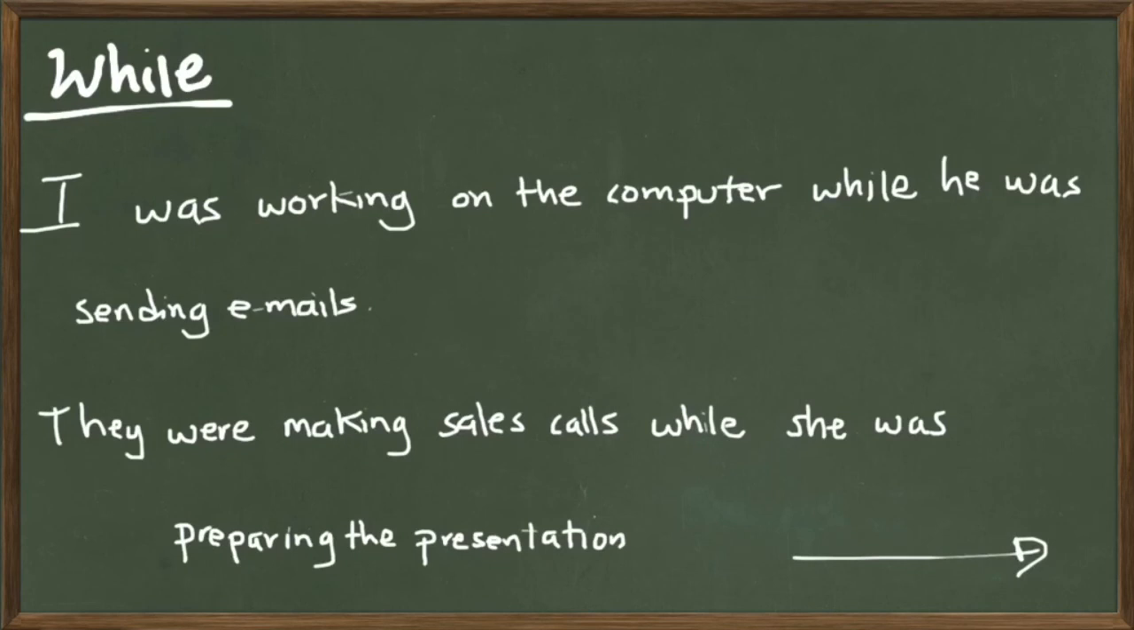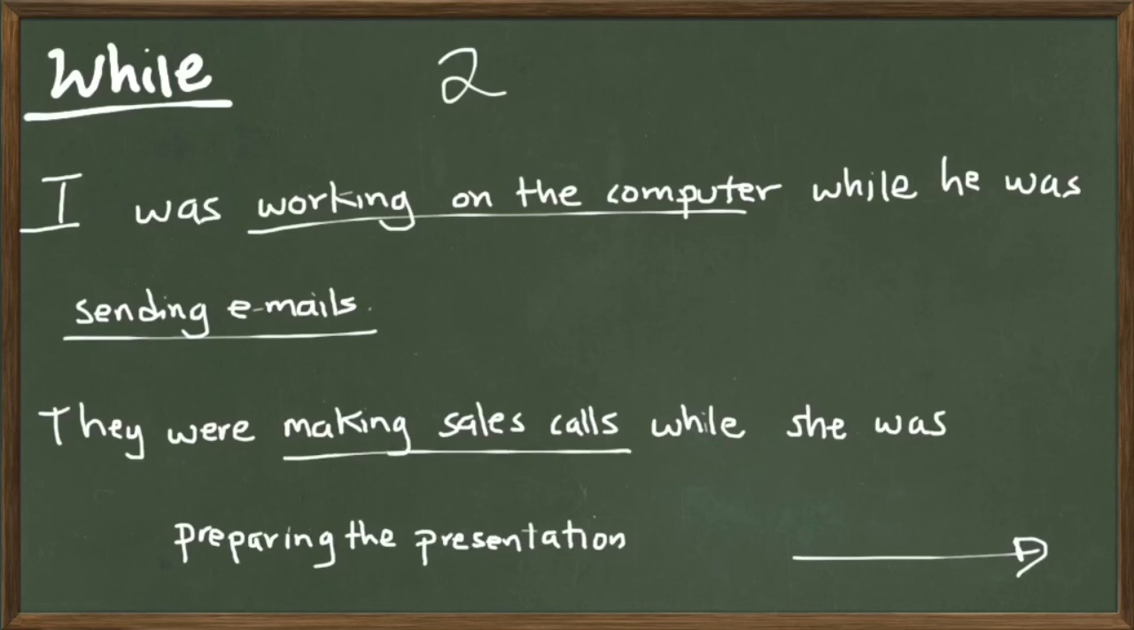Now, when we want to use while, we're talking about two actions happening at the same time. We have, I was working on the computer while he was sending emails. So we have two actions, working on the computer and sending emails. Example number 2, they were making sales calls while she was preparing the presentation. Both actions are making sales calls and preparing the presentation. Now I drew the line again. Let's hope it's good enough.